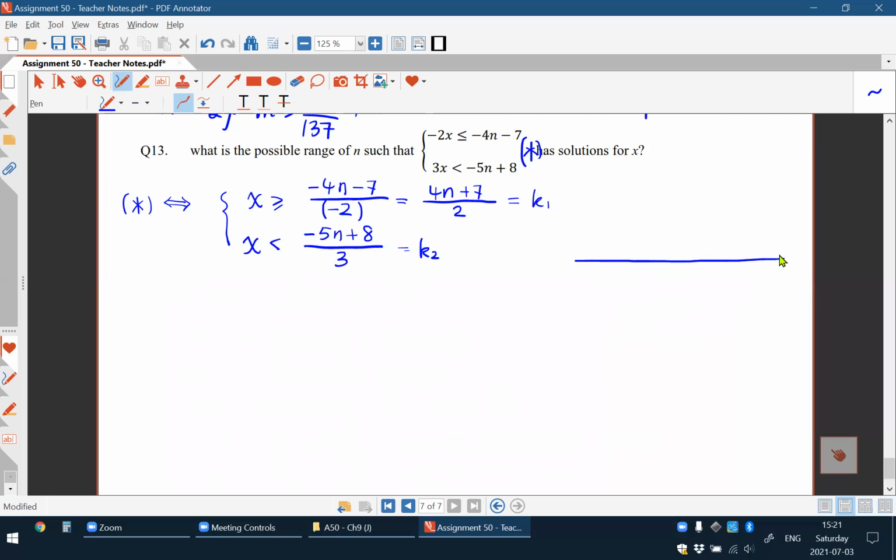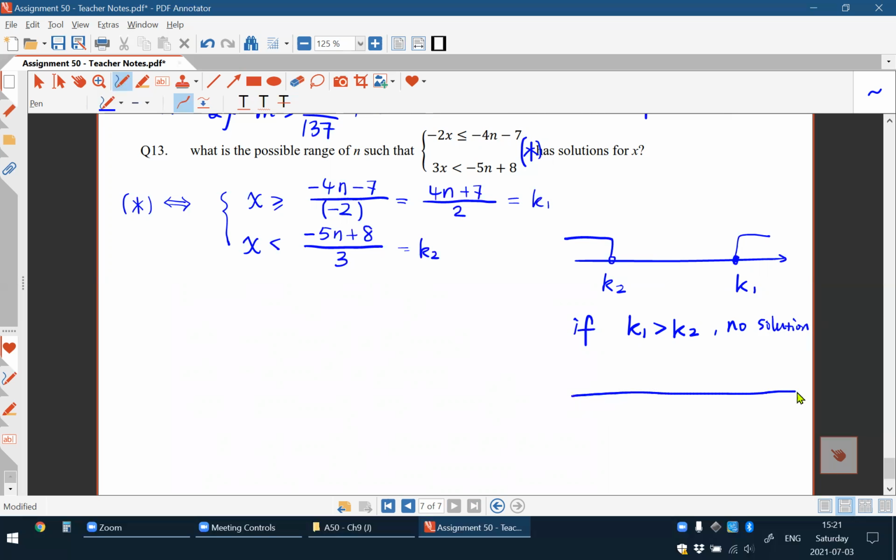So under what circumstance is there no solution for x? We can consider the relative positions of K1 and K2, right? So if K1 is here and K2 is here, it says x must be greater than or equal to K1 and x must be smaller than K2. So in this case, that means if K1 is greater than K2, no solution, right? Because there is no overlapped area. Okay, the question is, can K1 equal K2?